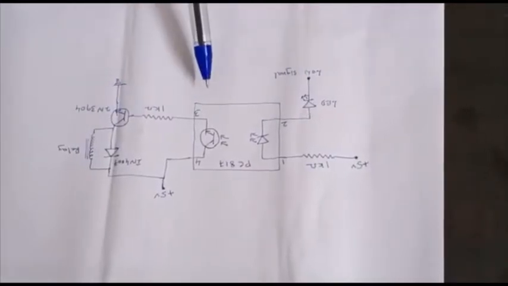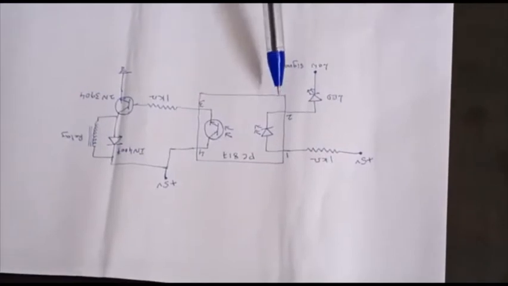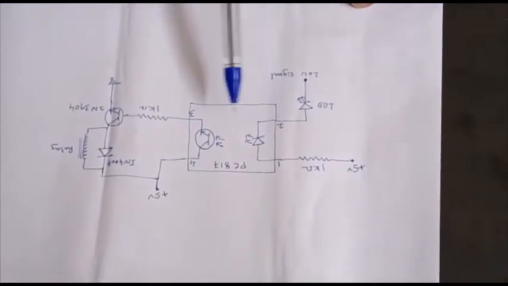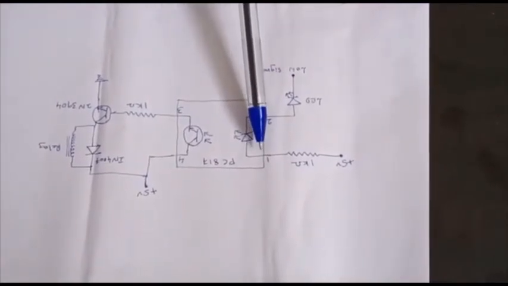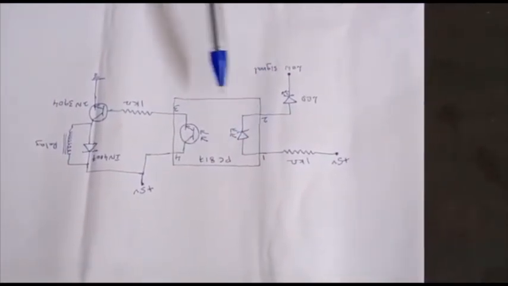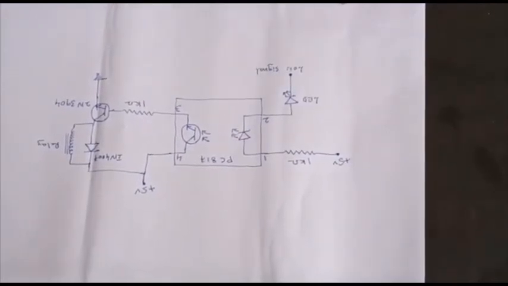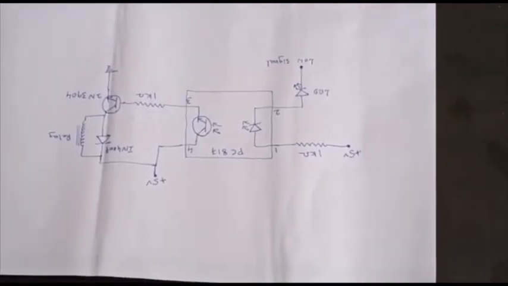Now let us see in the circuit diagram how the optocoupler controls a relay. This is the relay driver circuit using an optocoupler. PC817 is an IC which is an inbuilt optocoupler having a photodiode and a phototransistor. It has 4 pins, pin numbers 1, 2, 3 and 4. Between pin number 1 and 2 a photodiode is connected, and between 3 and 4 a phototransistor is connected.